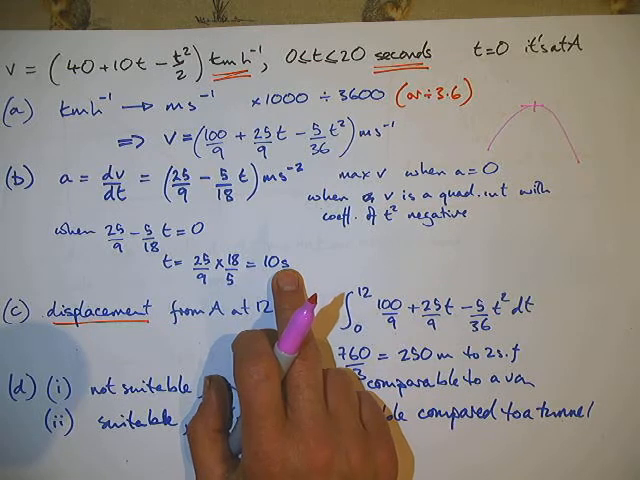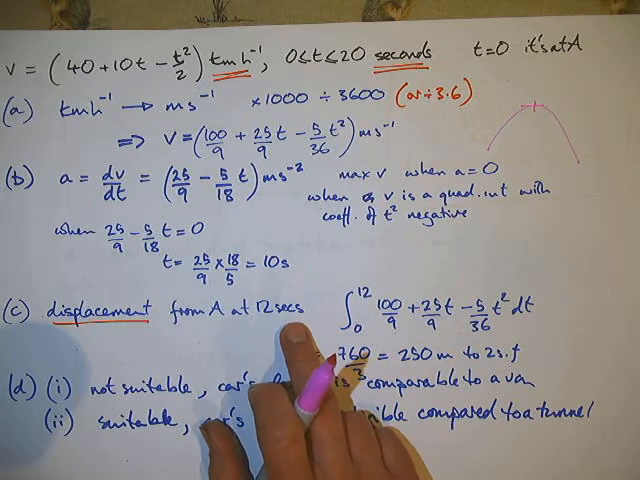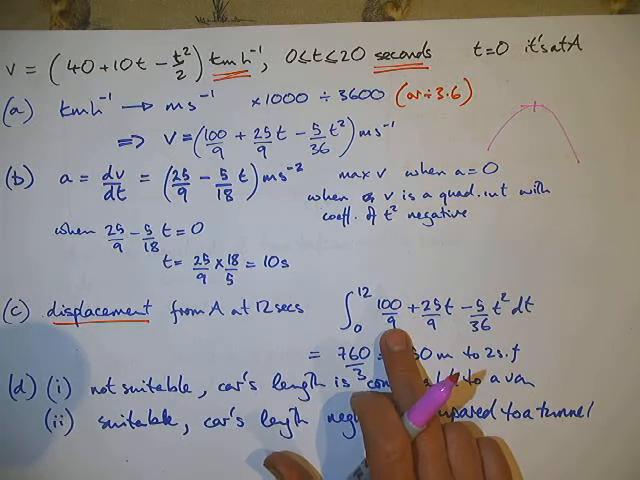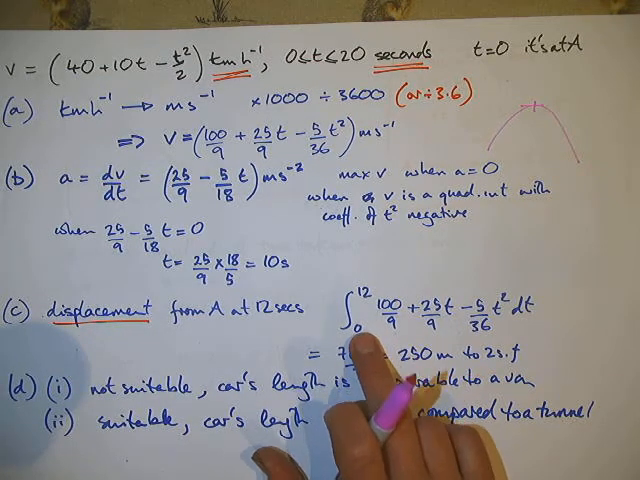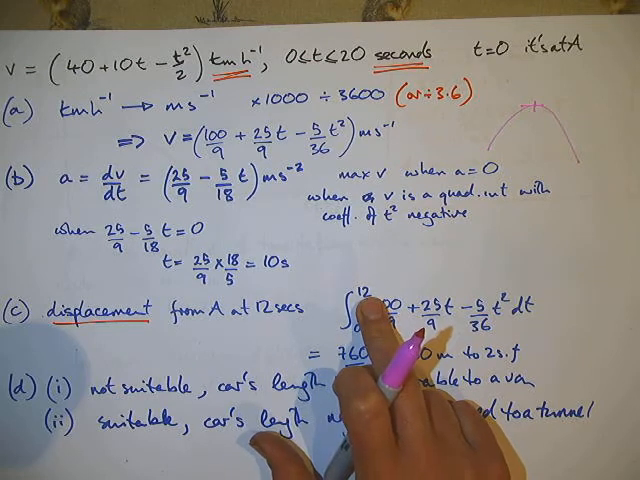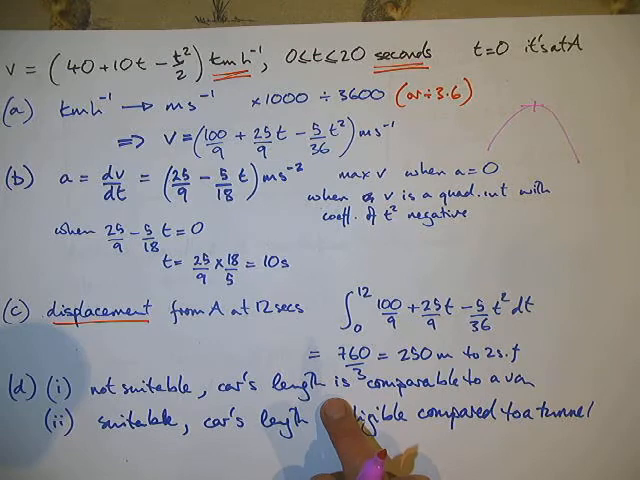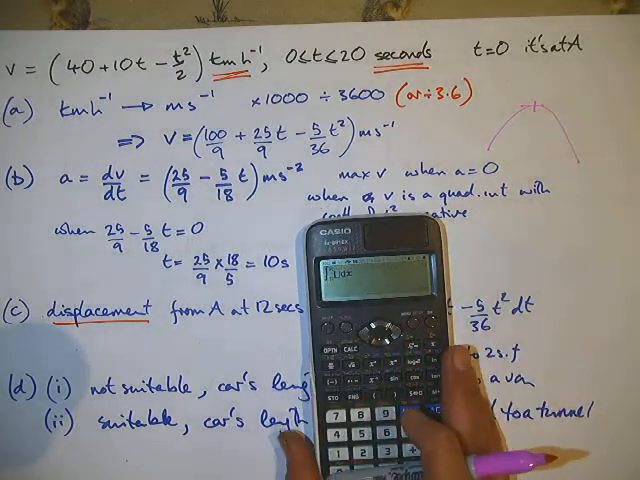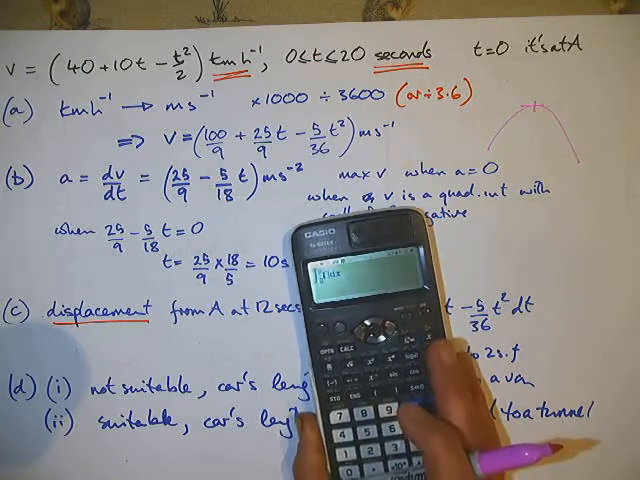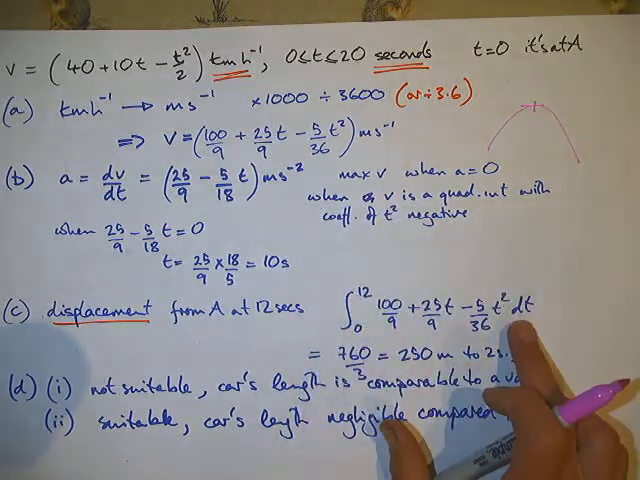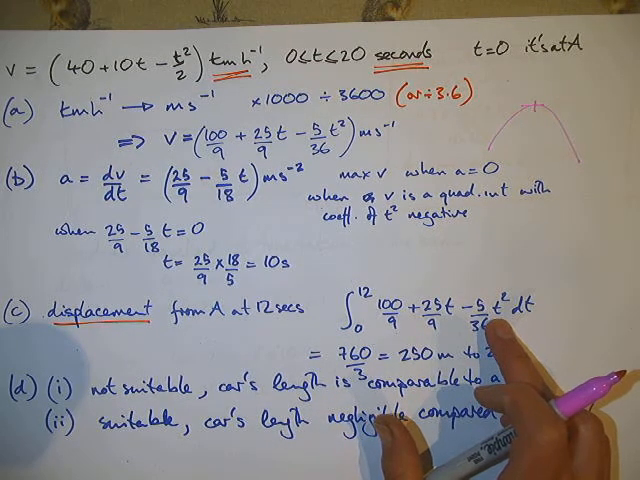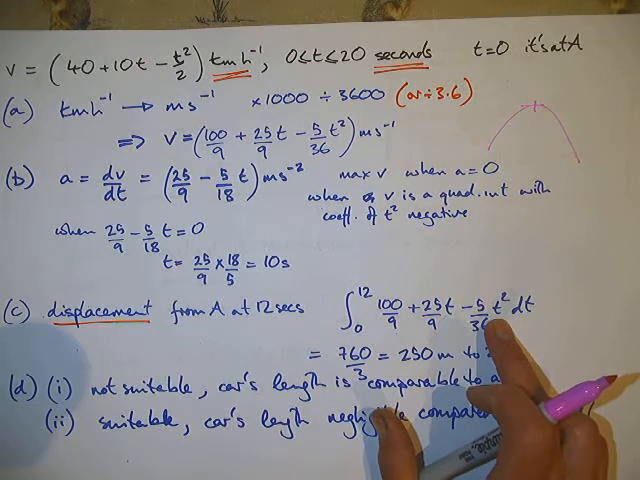C, the displacement of the car when t is 12. If it's displacement, you can simply integrate velocity between your starting value and the time we want the displacement at, which is 12, which you can do on this calculator or the graphical calculator, can't you? You can integrate between limits. That's a definite integral. Or you should be able to do that longhand from the pure we're doing.